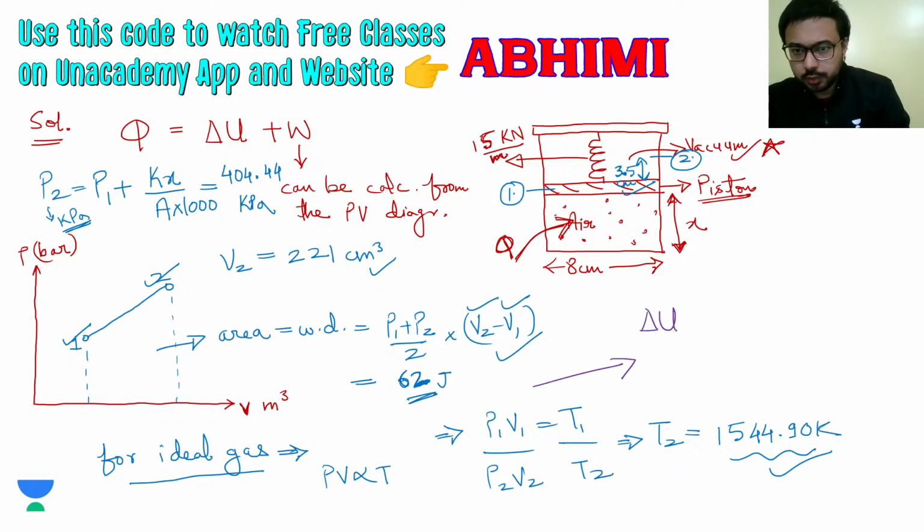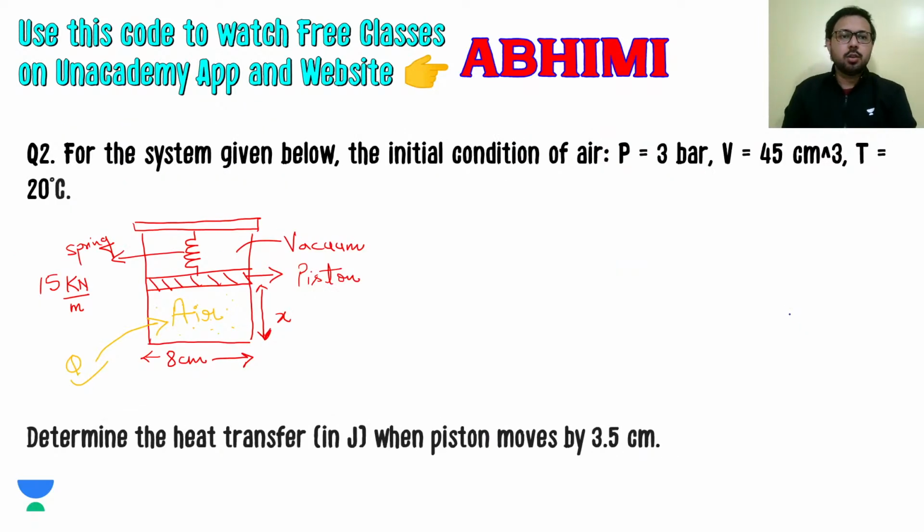So delta U will be m Cv delta T. What is the mass? Is the mass given? No, it is not given, but we have to find this mass, and we can do that. Let's find this mass here only.